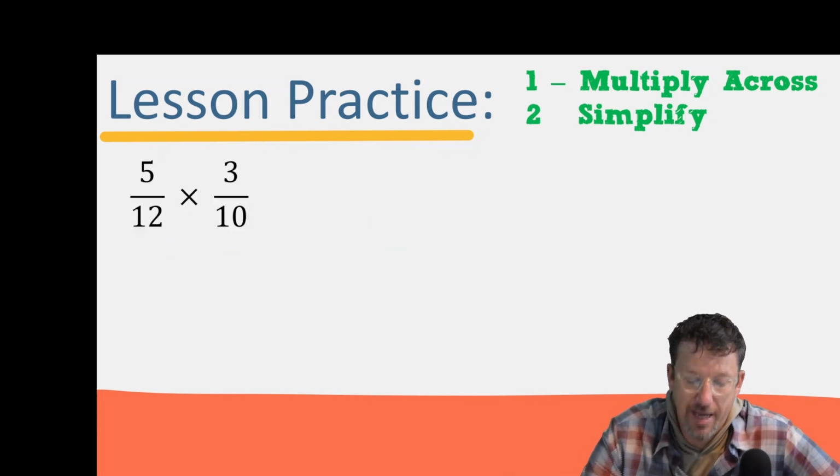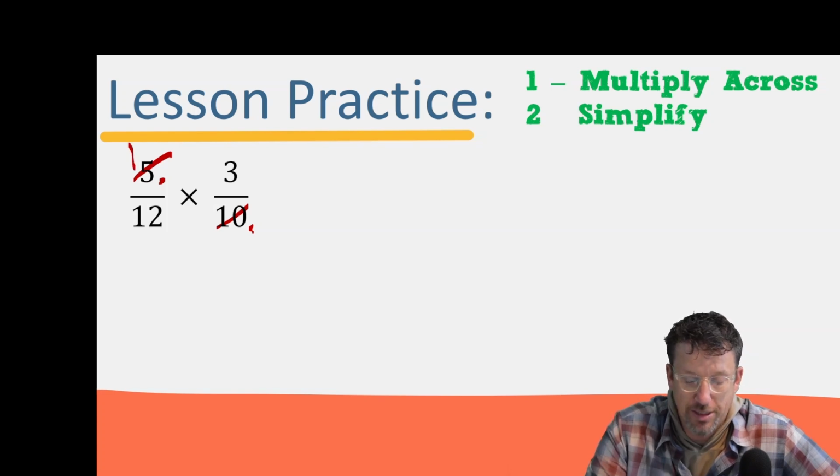All right, let's look at another one. Can we simplify diagonally? Okay, let's look at this 5, and let's look at this 10. Is there a number that will go into both of those? And the answer is yes. 5 will go into both of those. How many times does 5 go into 5? Goes into it 1 time. How many times does 5 go into 10? It goes into it 2 times, all right?